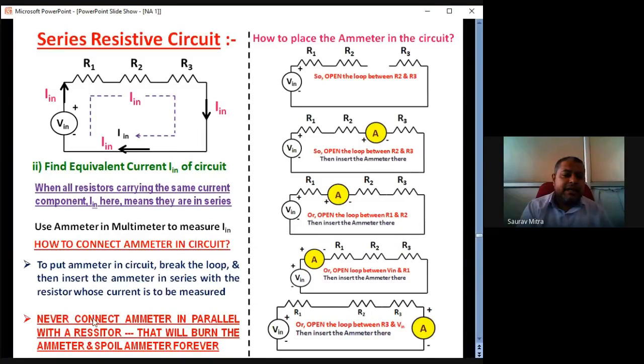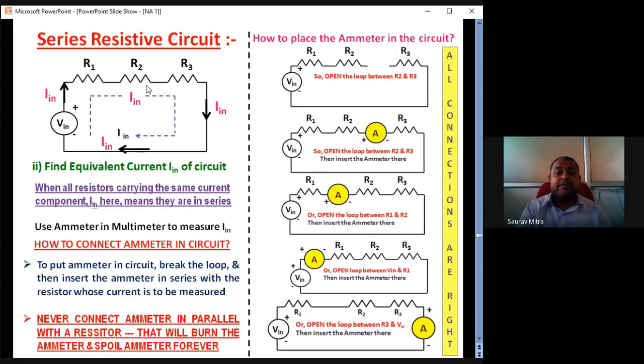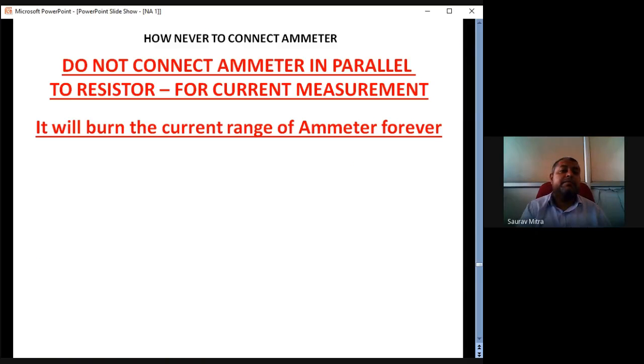So the final thing: never connect the ammeter in parallel with a resistor. That means if I ask you to find the current through R1, and you connect an ammeter parallel to R1, what will happen is that the ammeter's current range will burn then and there, and you can never measure current again using that ammeter. Exactly the same thing is happening. I'll show you in the next slide. So all these connections are right to measure current through all these components using the ammeter.